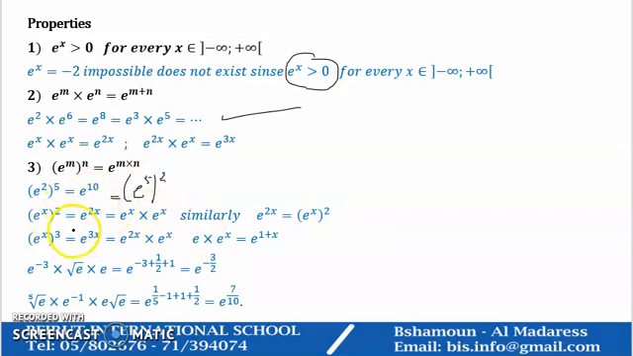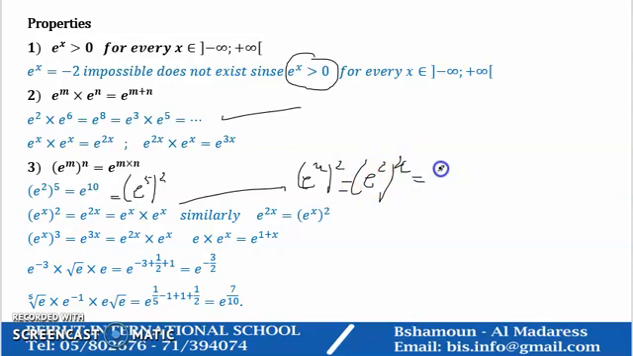So (e^x)^2 is e^(2x), which is e^x times e^x. I can even write it as (e^2)^x, which is e^(2x). Now, (e^x)^3 equals e^(3x). So I can even write e^(2x) times e^x, and so on, operations on exponents. You know it from grades 8, 9, 10, whatever.